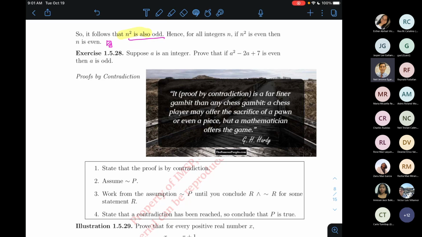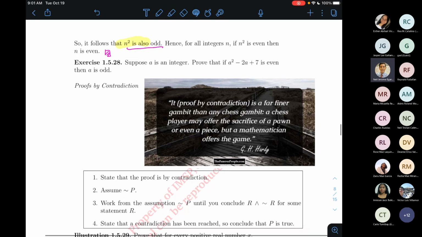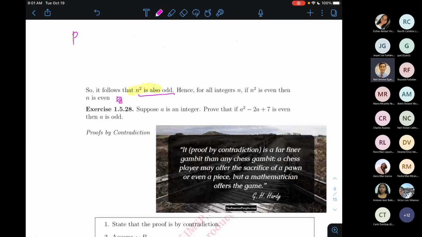So minsan tinitingnan natin yung contraposition o yung contrapositive ng statement. That means if we are trying to prove P implies Q, pwede ngang i-prove natin yung equivalent statement obtained using transposition on this conditional statement, namely magiging not Q implying not P siya. And in some instances, mas madali na i-assume yung not Q tapos ipakita yung not P. And which is perfectly fine because these two guys are equivalent to each other. All right.